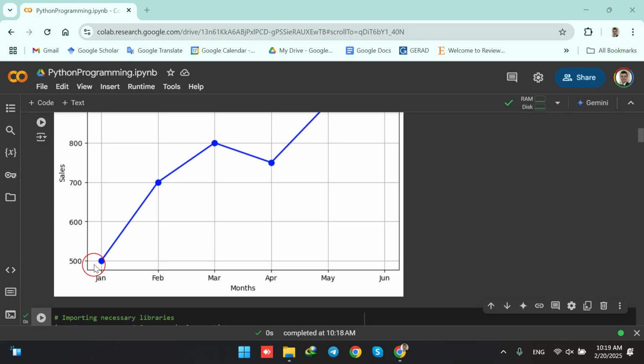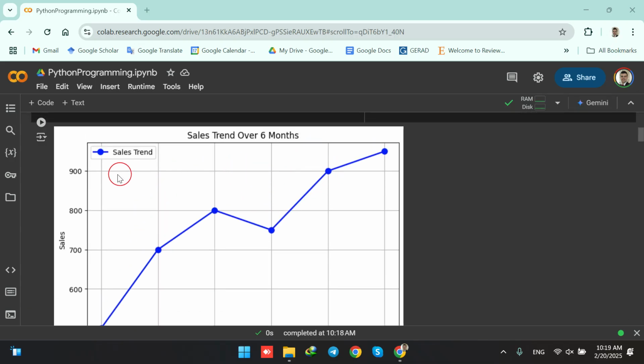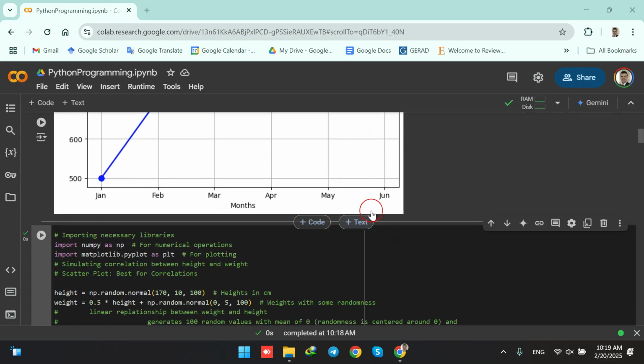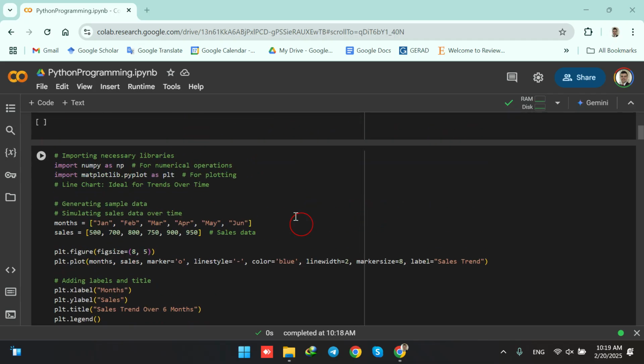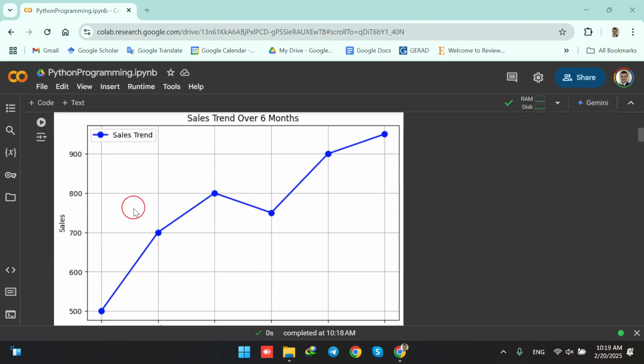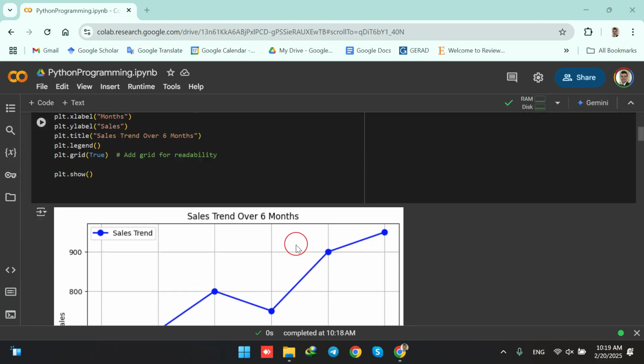For example, we see that the amount of sales in the month of January is 500. In February it is 700, then it's 800. We have a reduction in April, and then it goes up again to 900 in May, and then we have even more than that in June. So we are using a single line chart to show the trend over 6 months.